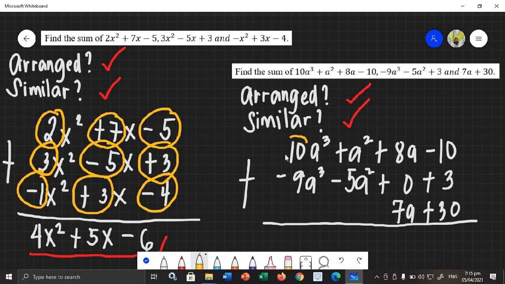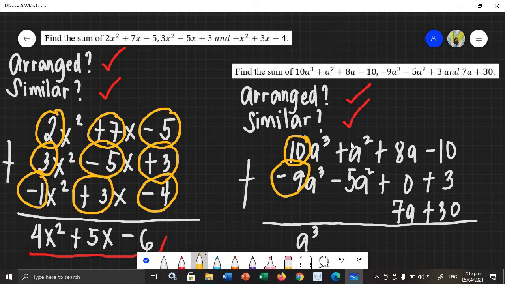So, i-add na natin sila, yung numerical coefficient nila, specifically. So, this one is what we need to add first. So, 10 plus negative 9, the answer is 1. Okay? So, 1, and then copy natin yung literal coefficient a to the third power. So, pwede nyo nang hindi ilagay si 1. Kasi automatically, kapag wala nakalagay na numerical coefficient, that will be equal to 1.